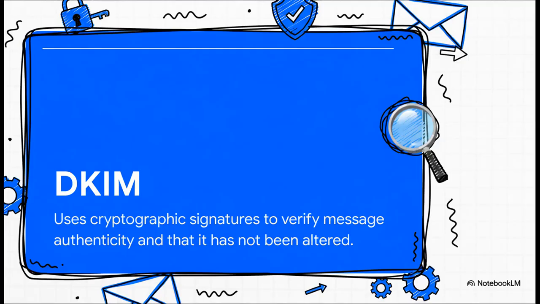If an email shows up from a server that's not on the list, the receiving computer gets pretty suspicious. Next up is DKIM. This one acts like a digital tamper-proof seal on a letter. It uses a kind of digital signature to verify that the email hasn't been altered or messed with on its way to the recipient. It ensures what they get is exactly what you sent.